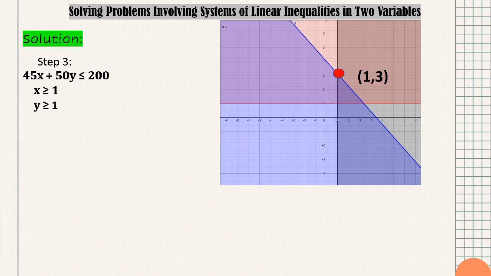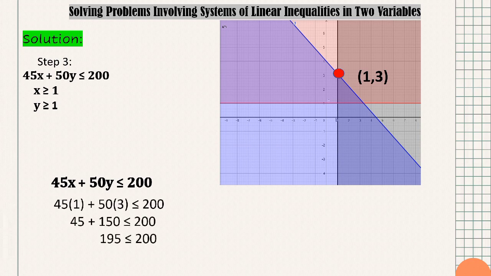Now, we are going to substitute our ordered pair to the given inequality. So we have 45x plus 50y is less than or equal to 200. Substitute the value of x and y, and we will have 45 multiplied by 1 plus 50 multiplied by 3 less than or equal to 200. And the result is 195 is less than or equal to 200. So the statement is true.